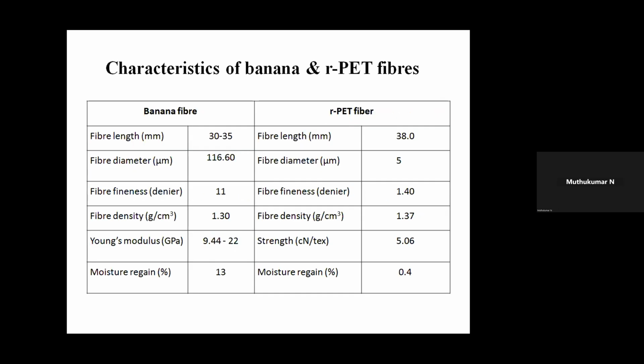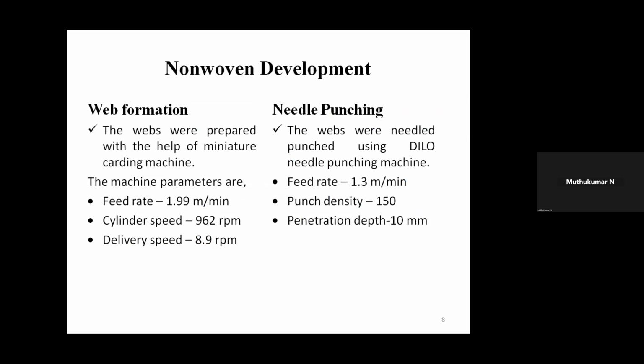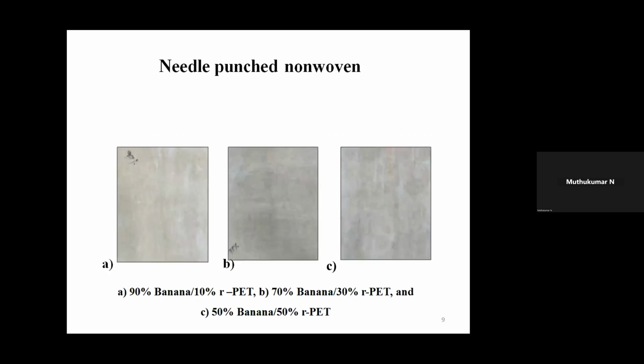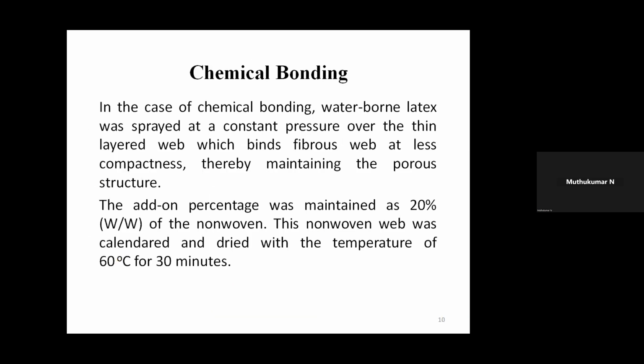So these are the properties of the sourced fibers, banana and recycled PET. Then we prepared the carding webs in a miniature carding machine. After the carding web development, we prepared the needle punched and chemical bonded non-wovens. The needle punching was carried out in a Dilo needle punching machine with a punch density of 150 and a penetration depth of 10 mm. So these are the developed needle punched non-wovens.